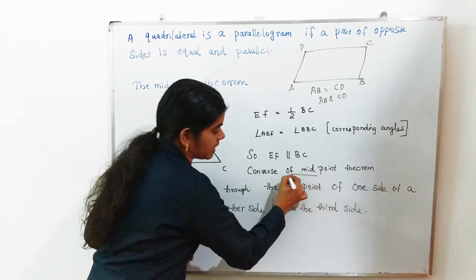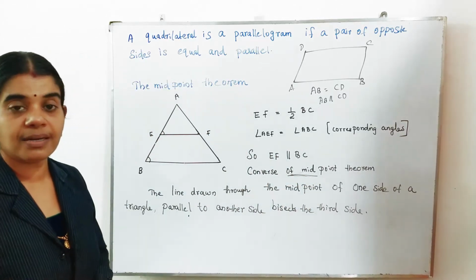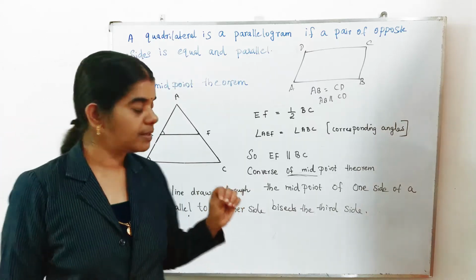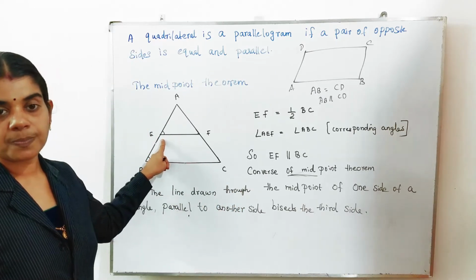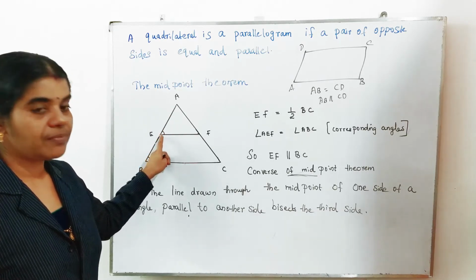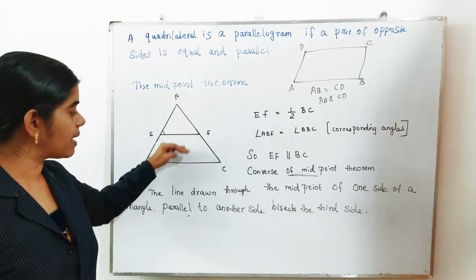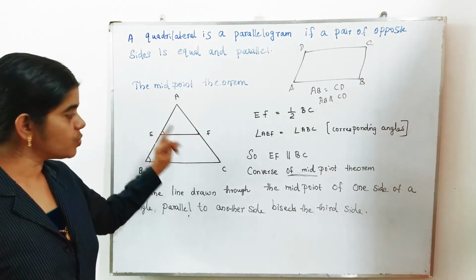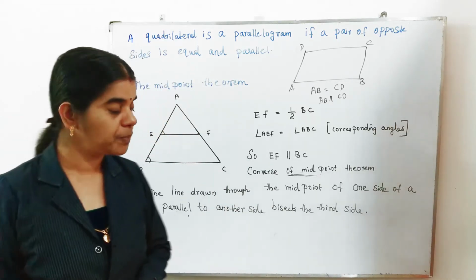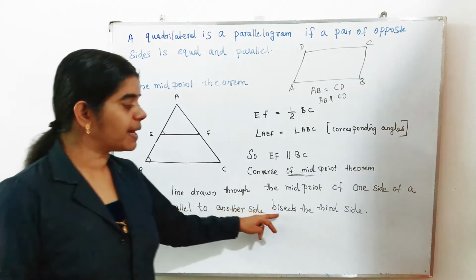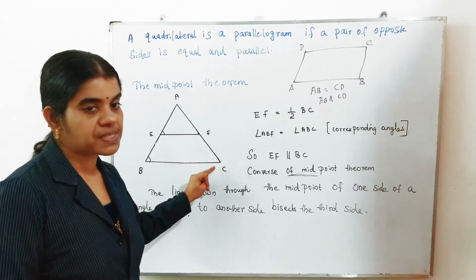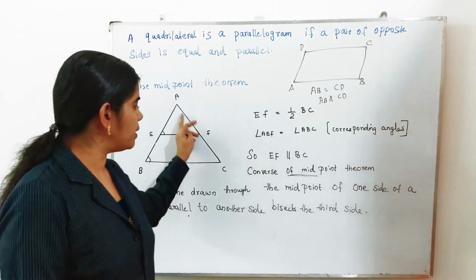Converse means we already studied how we can say its converse. Just look. Suppose in a triangle we are given that E is the midpoint of the side AB, and through E we draw one line that is parallel to BC. Then surely F will be the midpoint of AC. That is known as the converse of the midpoint theorem. Once again, it bisects the third side. Bisect means equally dividing. AF is equal to FC. That means F will be the midpoint of AC.